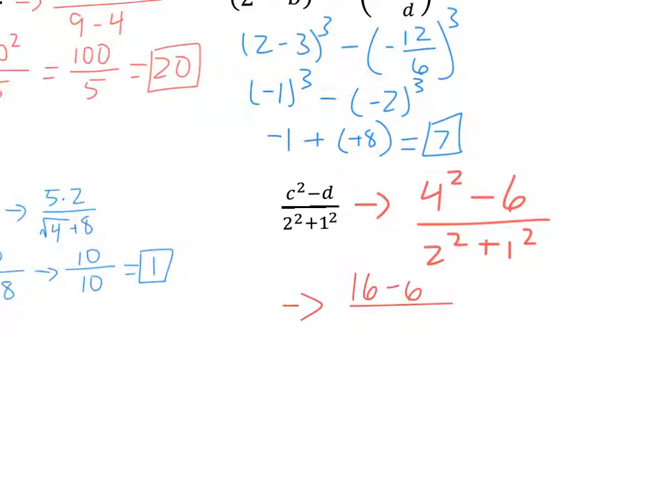Then in the denominator, we have to do exponents first. So we'll do 2 squared, which is 4, plus 1 squared, which is 1. Okay, we'll simplify those again. And we'll have 16 minus 6 gives us 10, divided by 4 plus 1, which equals 5. And then 10 divided by 5 gives us 2. So our answer for that one is 2.